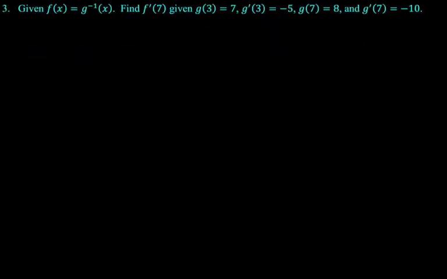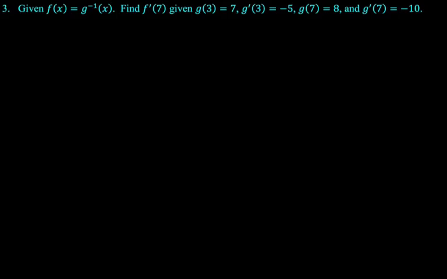Given f of x equals g inverse of x. I thought it was going to be something bigger, so I took a deep breath. Find f prime of 7 given g of 3 is 7, g prime of 3 is negative 5, g of 7 is 8, g prime of 7 is negative 10.